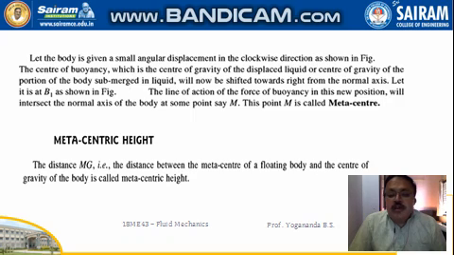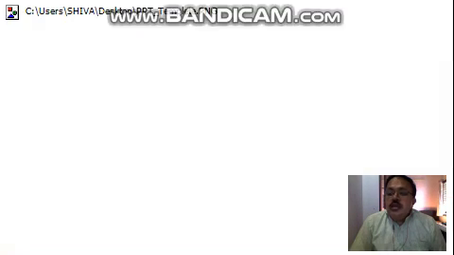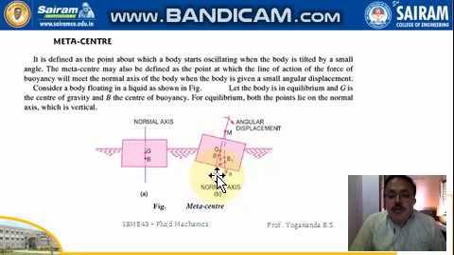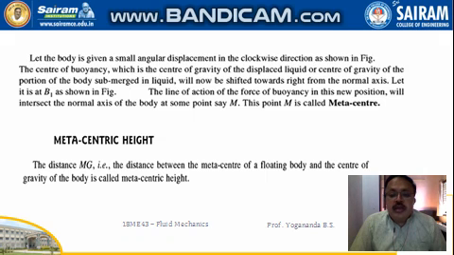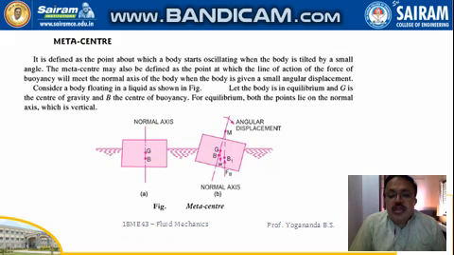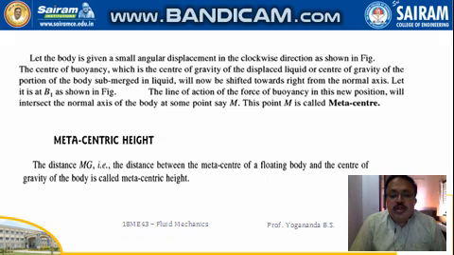So the line of action of the buoyancy force in this new position will intersect the normal axis of the body. This is the normal axis of the body and this is the line of action of the buoyancy force. Both will meet at some common point. That is the metacenter. Then metacentric height: the distance MG, that is the distance between the metacenter M and G, the center of gravity of the body. The distance between these two points will be called the metacentric height.